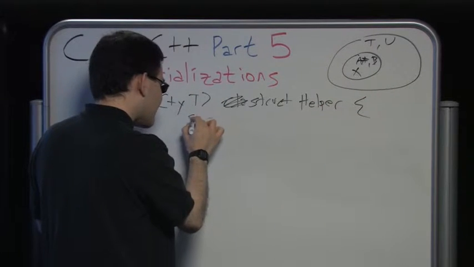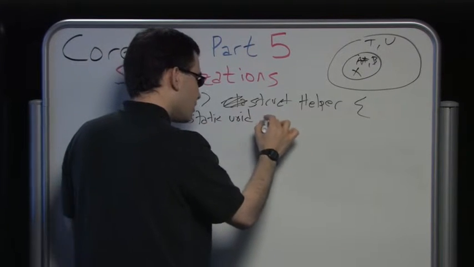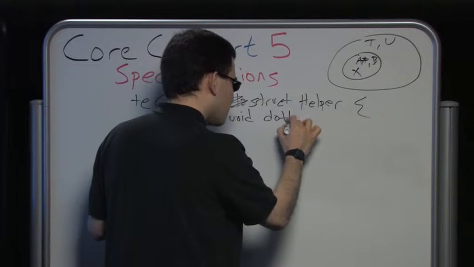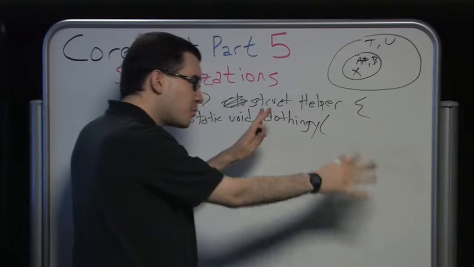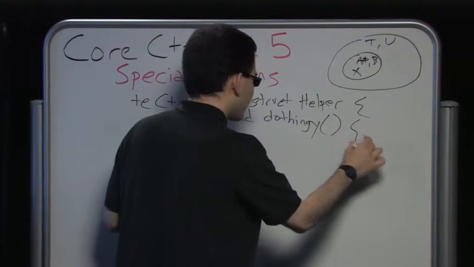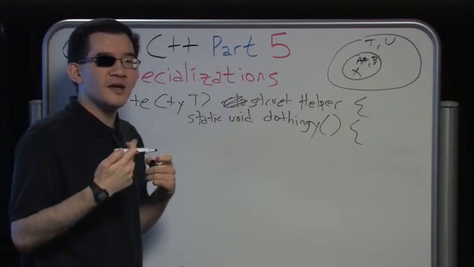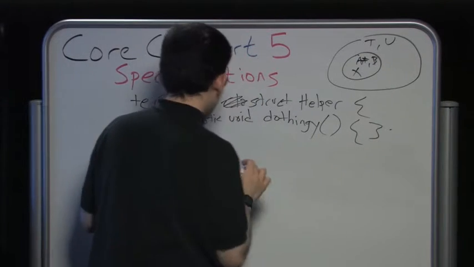And I could say static void doThingy. Do is a keyword. And taking, here I could put anything I want, because it could actually take nothing. And then go do something based on T. Maybe it's going to construct T or print out the type name of T or whatever. And no semicolon there.